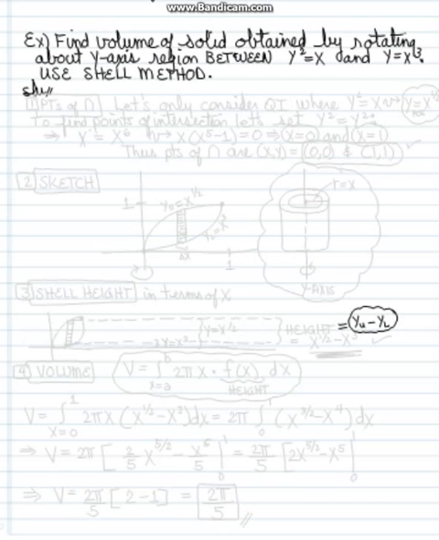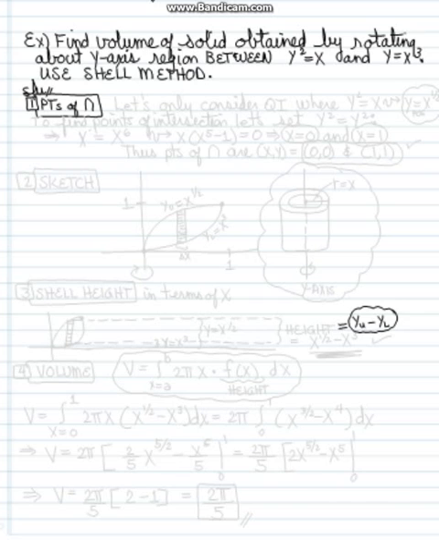Let's find the volume of a solid obtained by rotating about the y-axis the region between the curve y squared equals x and y equals x cubed, and we're going to use the shell method. First we're going to find the points of intersection, and we're really only interested in the first quadrant here.